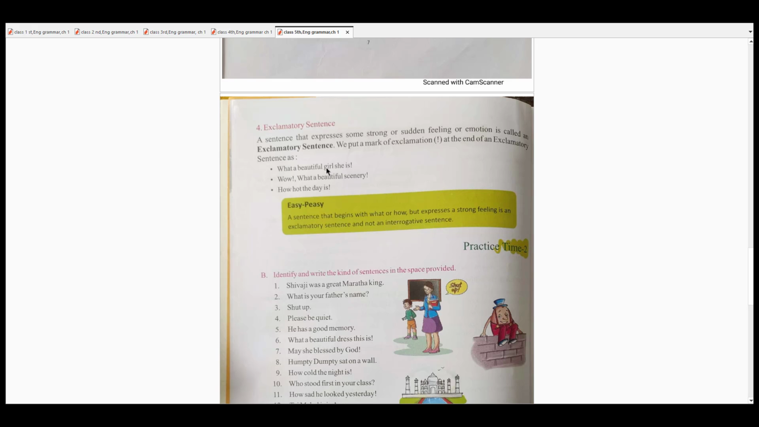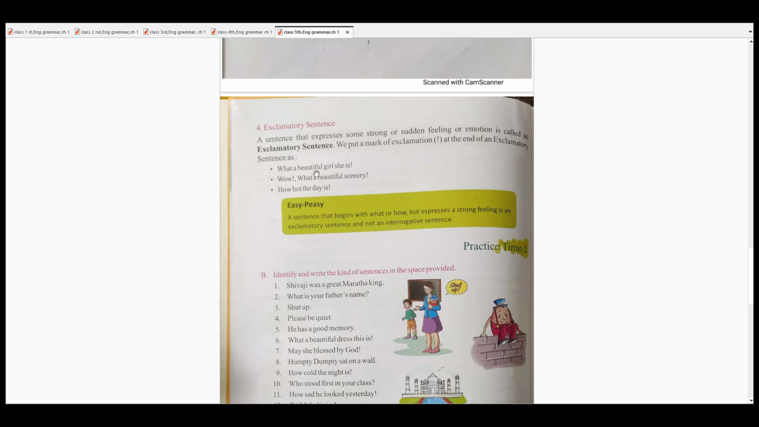For example, wow, what a beautiful scenery. Wow, you are giving your full emotion to that sentence. You are surprised. Wow, what a beautiful scenery. Therefore we have used the exclamation mark here. How hot the day is. Alas, how hot the day is. You are feeling very hot, and you are expressing your emotions that you are feeling very hot. Then you will use how hot the day is, right? Then the exclamation mark will come.